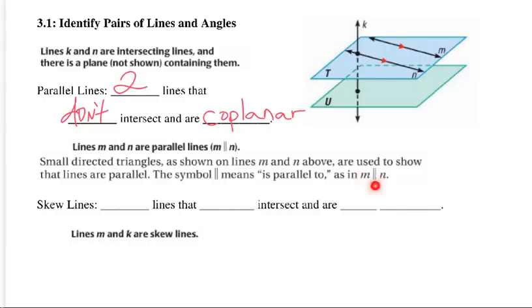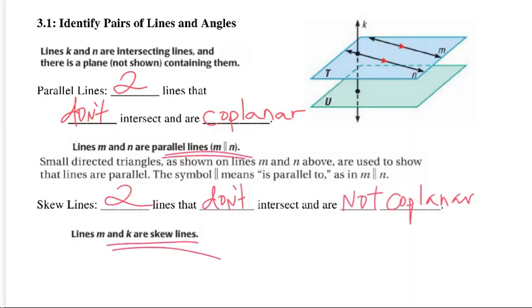is parallel to N. So next we have skew lines, and these are two lines that don't intersect and are not coplanar. So that would be line M and line K. If you see, they do not intersect, even if you extend them out, and they are on different levels and going in different directions, they will never cross and they're not coplanar. Another word for intersecting lines that you might see sometimes is called oblique lines.